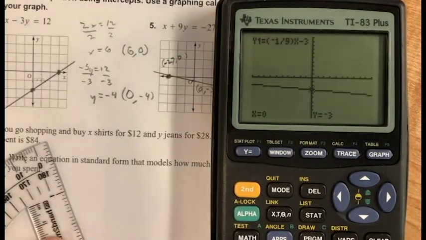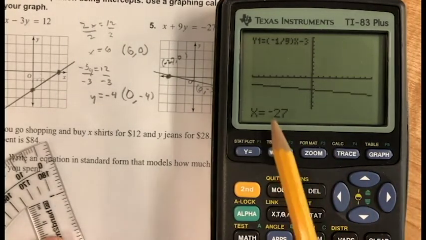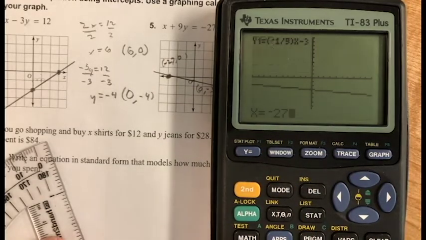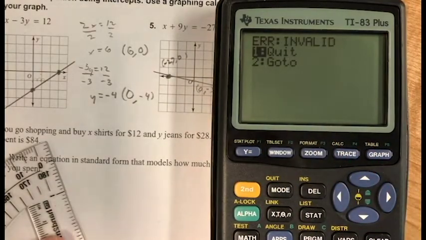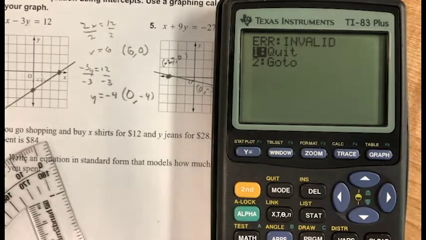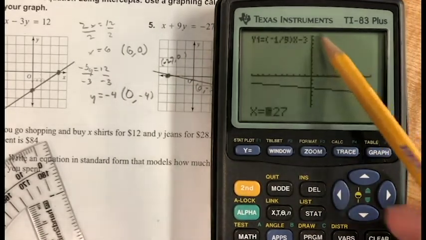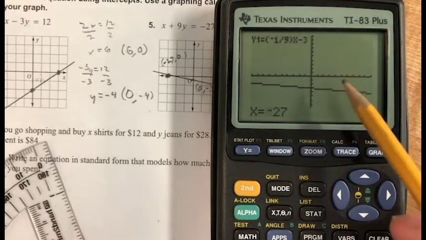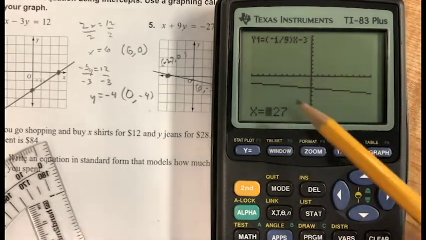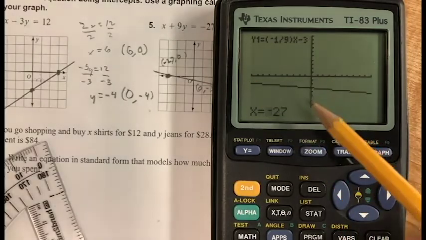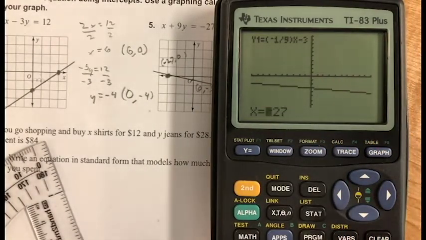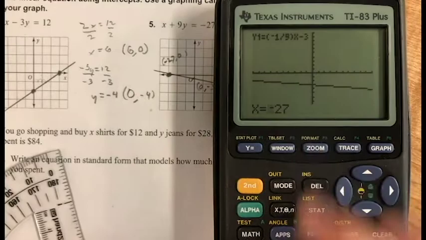So when you tried to go to x equals negative 27, you were hoping to get that y is equal to 0, but you got invalid or go to. It might have happened to you. This is because this whole graph is only so big. It only goes but so far. So we have to change something called our zoom. So I want to introduce this to you now.